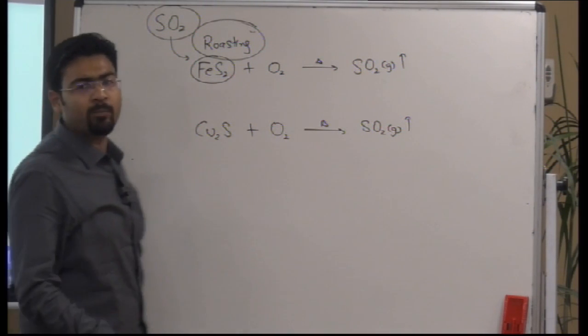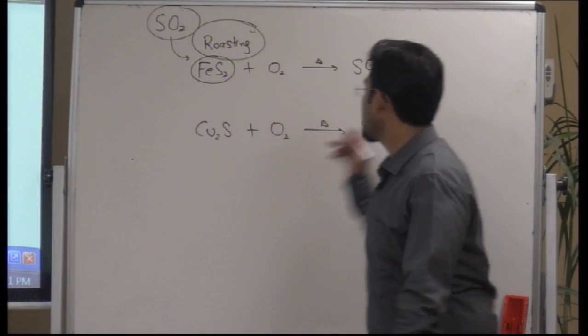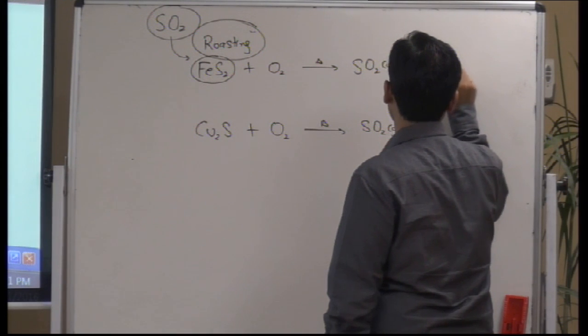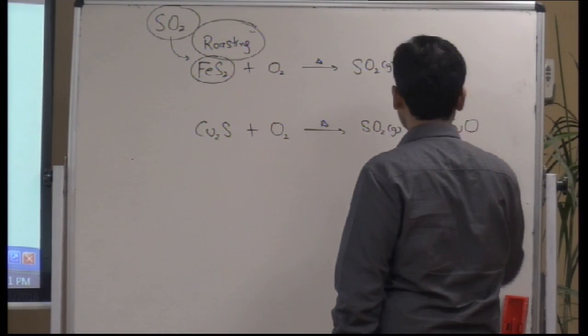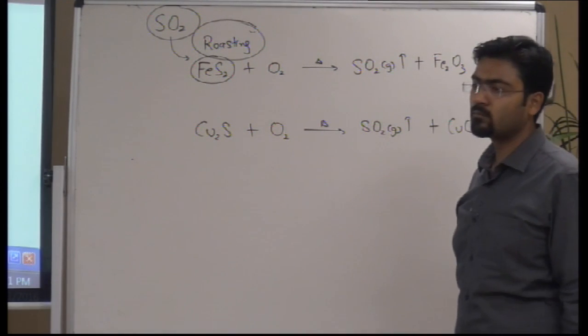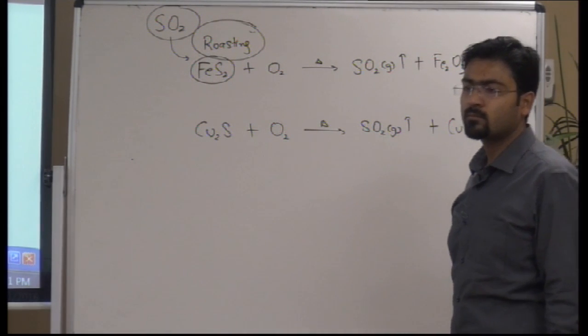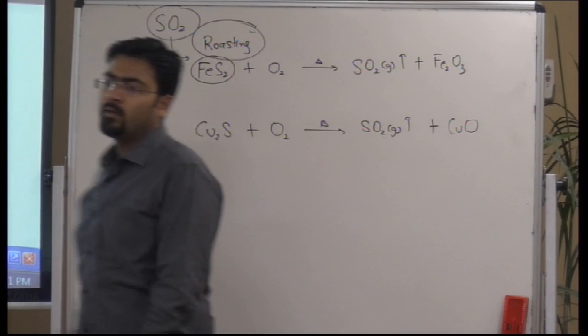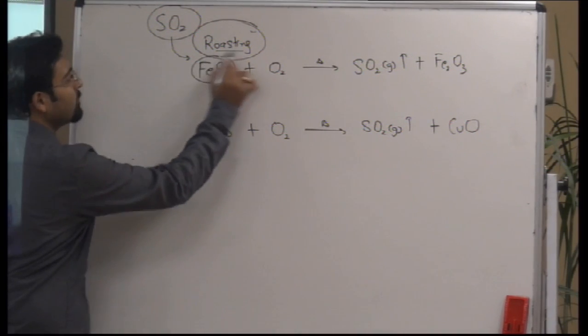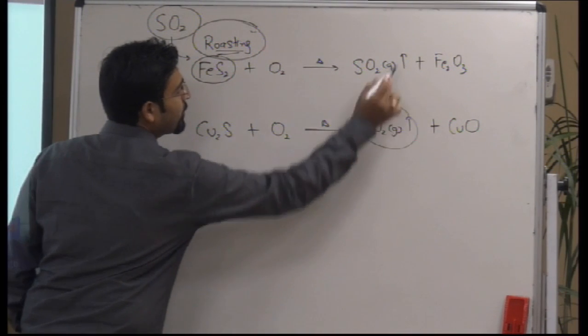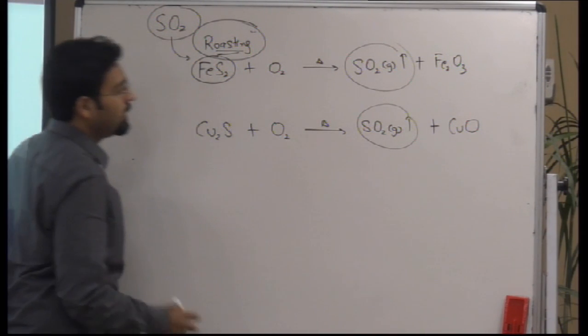It is also a byproduct in many of the reactions. What else will be formed here? Fe2O3, and it will be CuO. Right. So this is a typical reaction which we use in metallurgy, and we call this process roasting. So this is one of the methods of producing SO2.